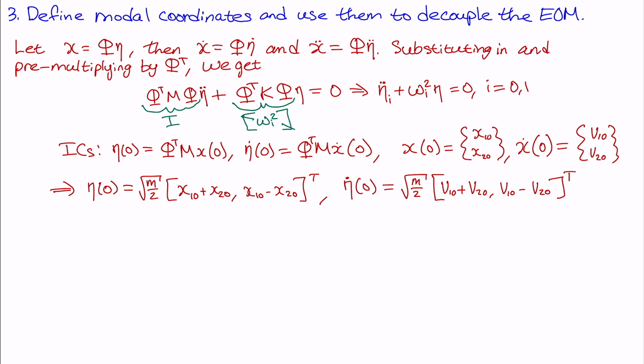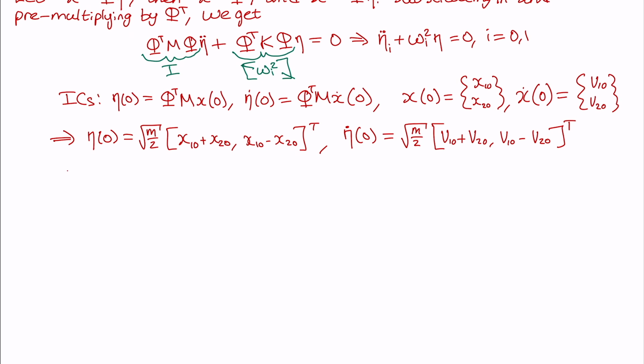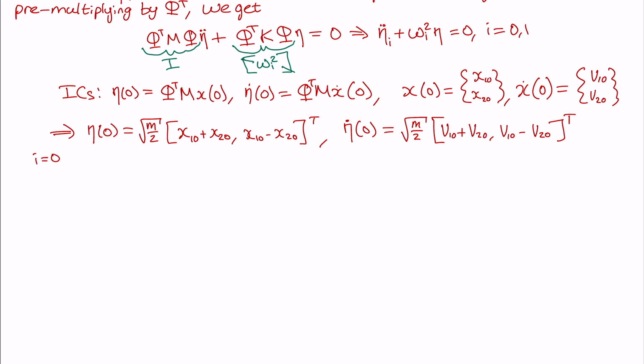Okay, from here what we're going to do is we're going to split the two equations up. We're going to have an i equals 0, and we'll have an equation for that. We'll have an i equals 1, and then we'll need to solve for the motion of each of those modal equations. And you're going to do that with your neighbors while I come around.